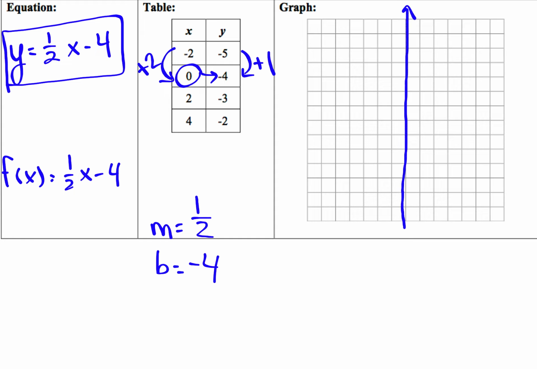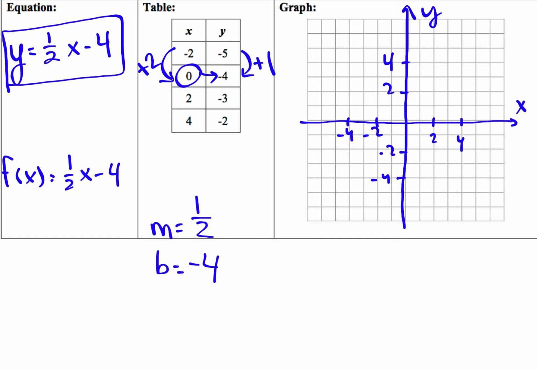Now the graph could be created a couple of ways. We could plot the points from the table. When we were first creating graphs, that's actually what we did. We would create the table and then we would plot points. Or we can draw the graph using the equation that we've found, which I think is what I'm going to demonstrate here.